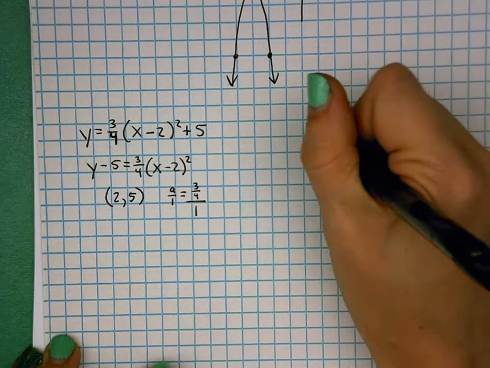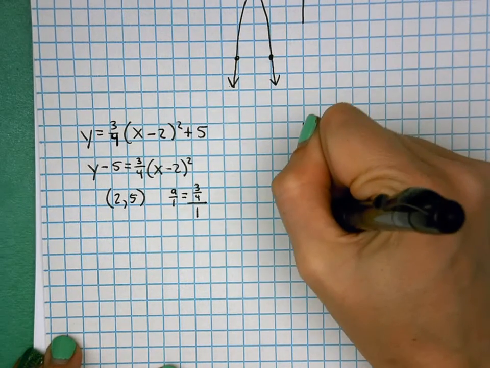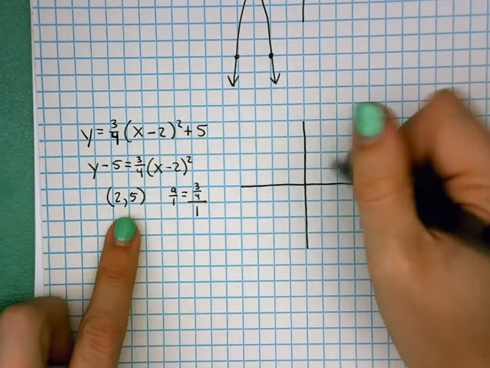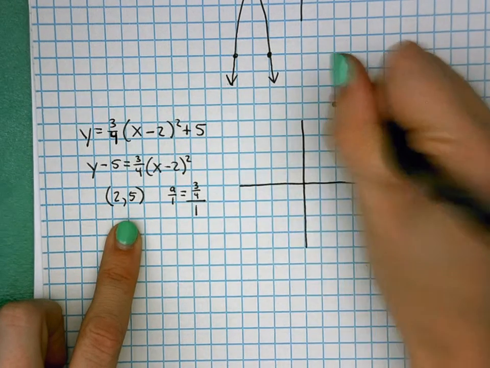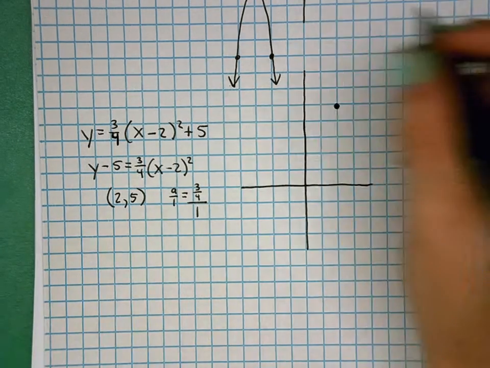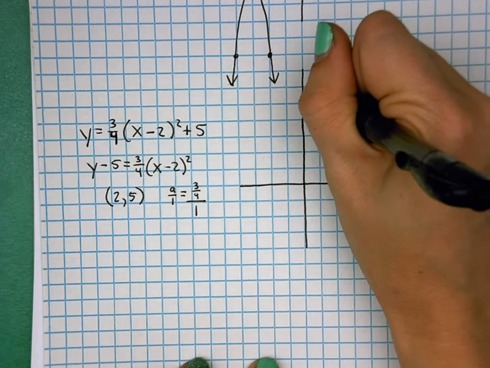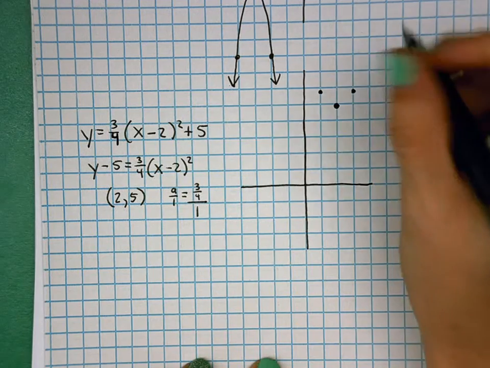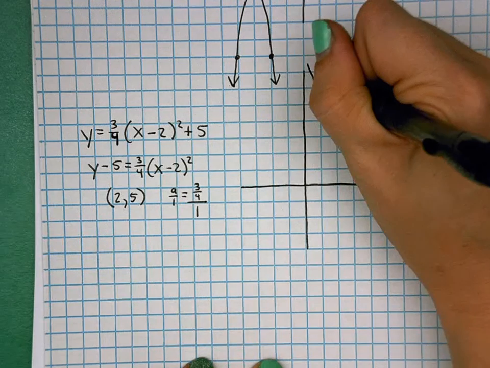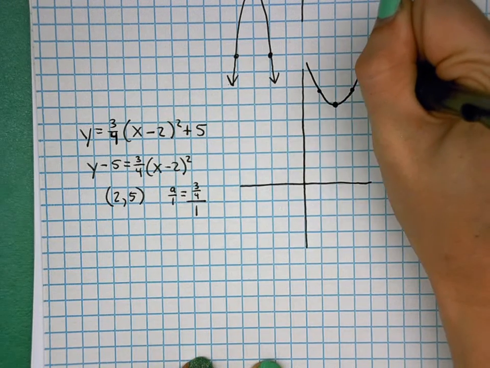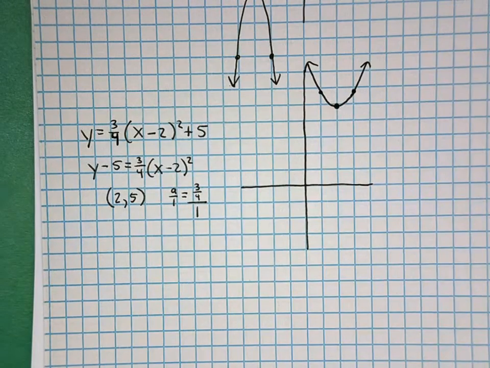Okay, so let's go ahead and sketch this. Initial point, 2, 5 is here. And then up 3/4 over 1. And we've got our function. Okay, so those are quadratics. Next up, we have our absolute values.